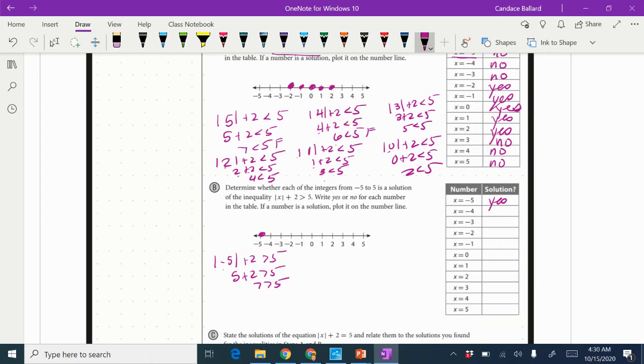So my next one, I'm going to use the work I did up here. I know that when I do the absolute value of 4 plus 2, I get 6, and that is in fact greater than 5. So that one would be a yes.